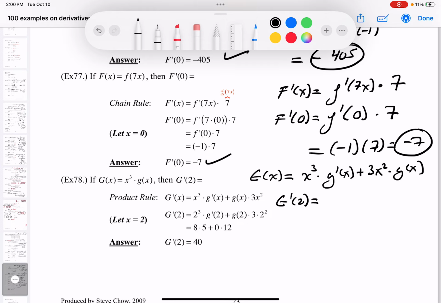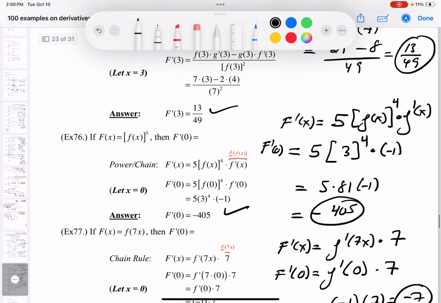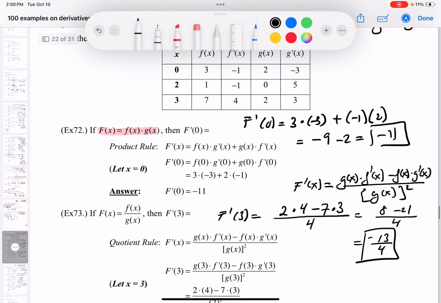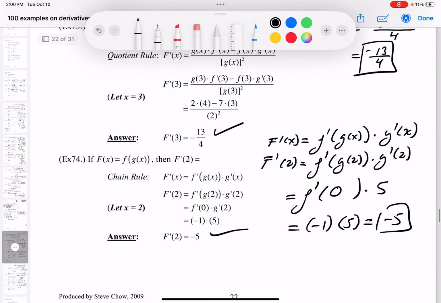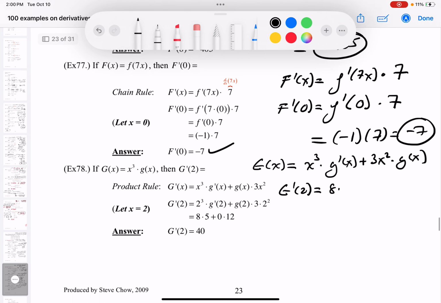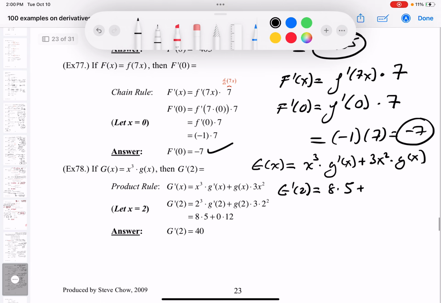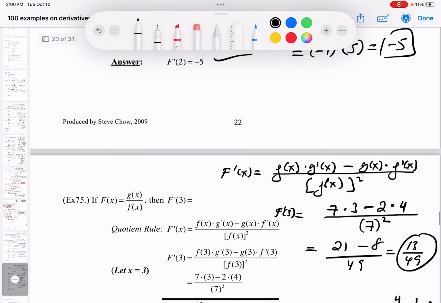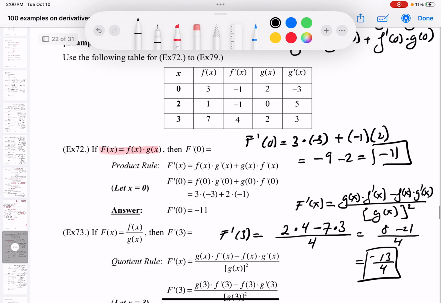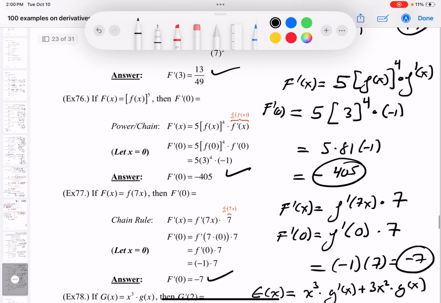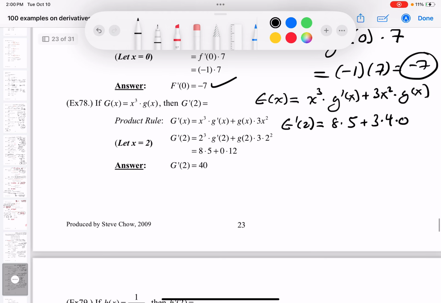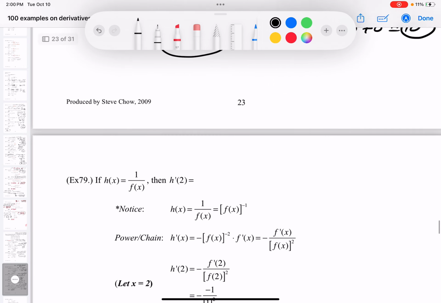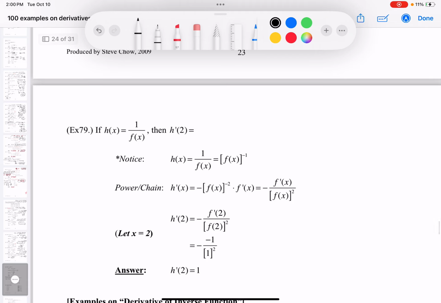So 2 cubed is 8. G prime of 2. I made a mistake looking at the table, by the way. G prime of 2 is 5. Plus, well, it's going to be 3 times, well, 2 squared is 4. And g of 2, now be careful, all right? G of 2 is 0. There's a lot of scrolling here, wasn't there? That's going to be 40 plus 0, which is 40. All right? Going along pretty good. Let's keep going.